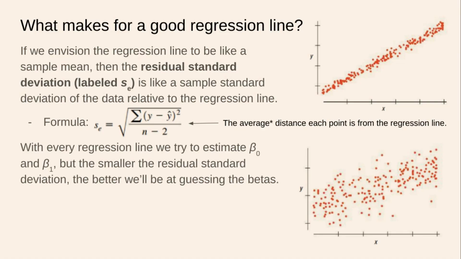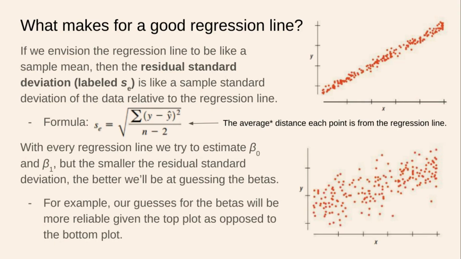With every regression line, we try to estimate beta naught and beta 1. But the smaller the residual standard deviation, the better we're going to be at guessing the betas. For example, our guesses for the betas are going to be more reliable given that top plot as opposed to the bottom plot. Because in this top plot right up here, we have a relatively small residual standard deviation, relative to this messy plot down here. Are there residuals? Yeah. Are they huge? No. Down here, there are residuals, and they are quite large.